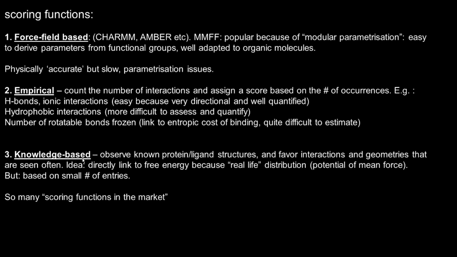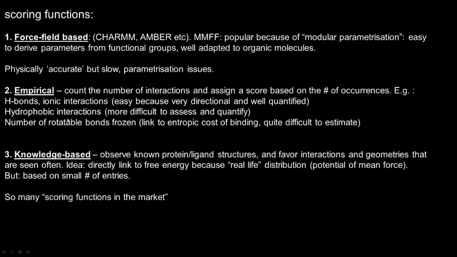The force-field based scoring, as you know, we talked quite a lot about force fields: CHARMM, AMBER, different MMFF and all that. Based on these force field results, we can calculate a scoring function. Empirical scoring functions count the number of interactions and assign a score based on the number of occurrences. For example, the number of hydrogen bonds, number of ionic interactions, number of hydrophobic bonds, and number of rotatable bonds which got frozen because of binding. Then you calculate a scoring function.